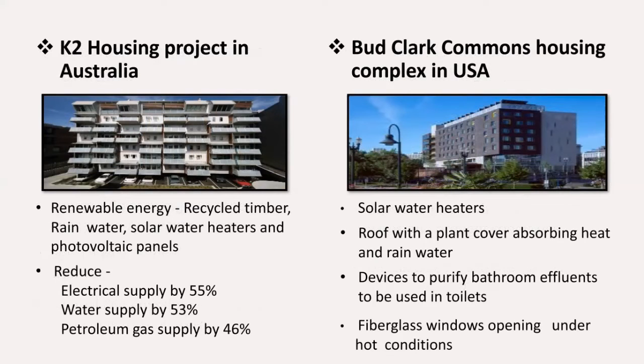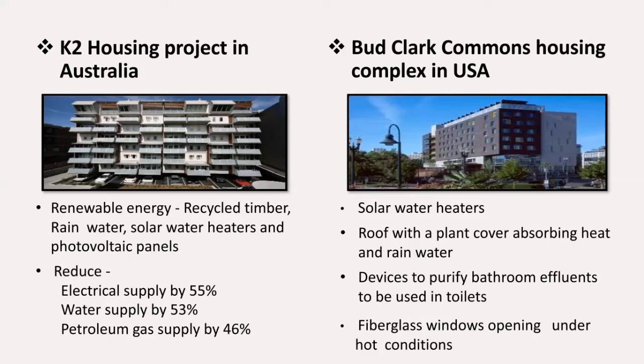The K2 housing project in Australia. This housing complex utilizes renewable energy. It utilizes recycled timber, rainwater, solar water heaters, and photovoltaic panels. By using these renewable energy sources, it has been able to reduce electrical supply by 55%, water supply by 53%, and petroleum gas supply by 46%.